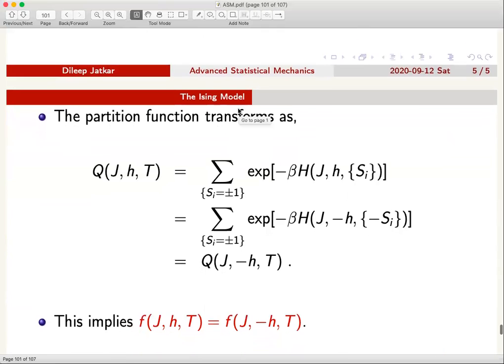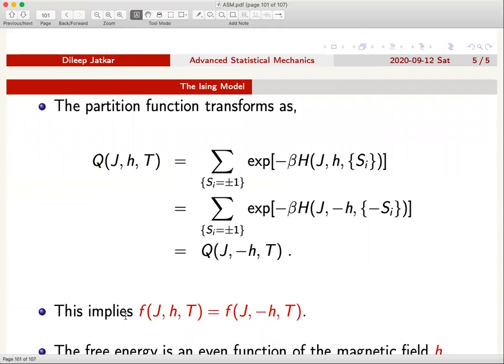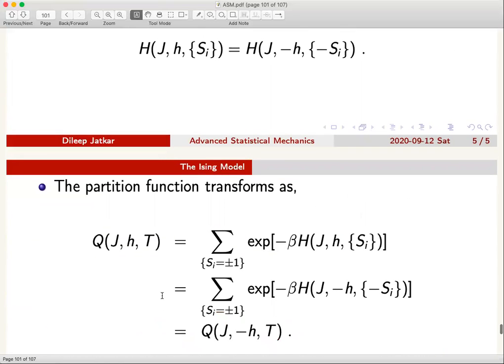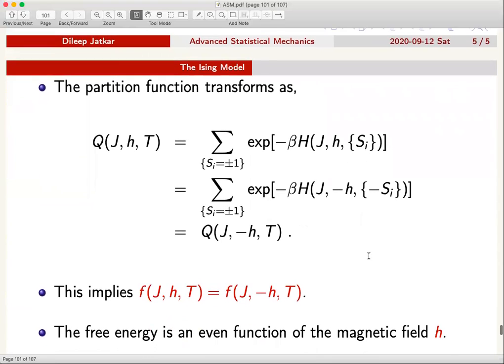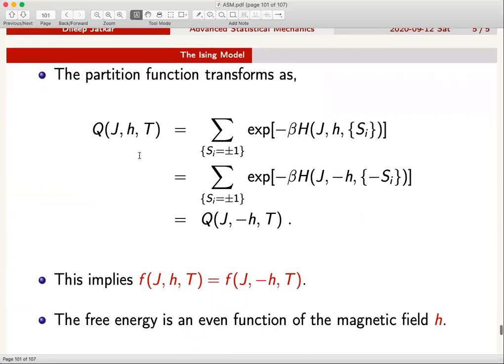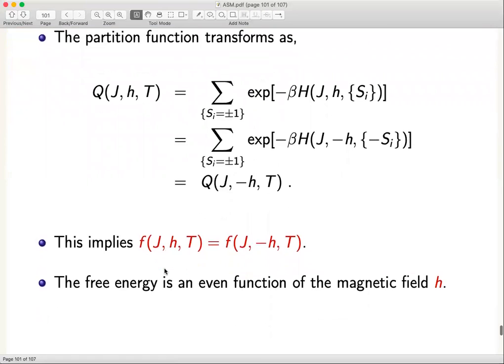Now, remember the free energy density is related to the log of this Q. So if you do this transformation, which tells you that Q(J,H,T) is Q(J,-H,T), then the free energy is related in this fashion, that F(J,H,T) is equal to F(J,-H,T). So like the partition function, it is an even function of the magnetic field. Fine.